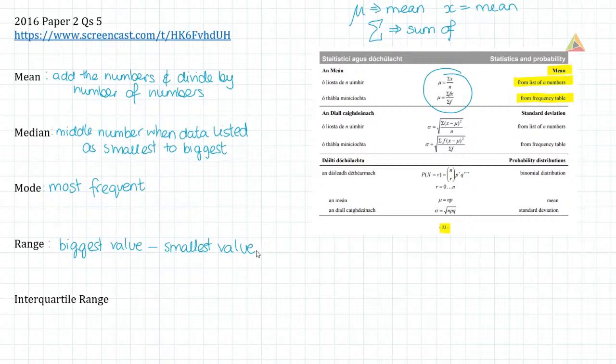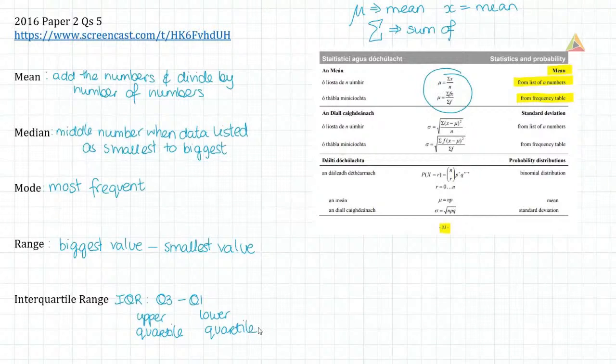And the last one that we're going to look at today is the interquartile range, and you'll often see this written as the IQR. The IQR is written as Q3 minus Q1. So Q3 is called the upper quartile, and Q1 is called the lower quartile.